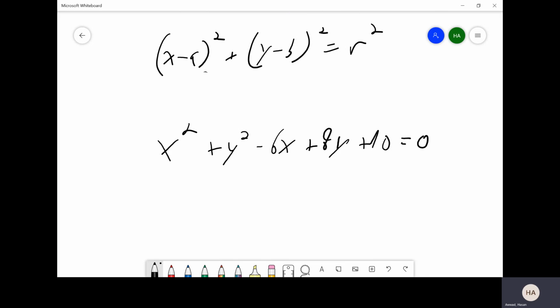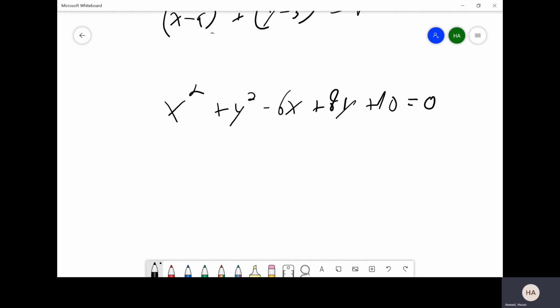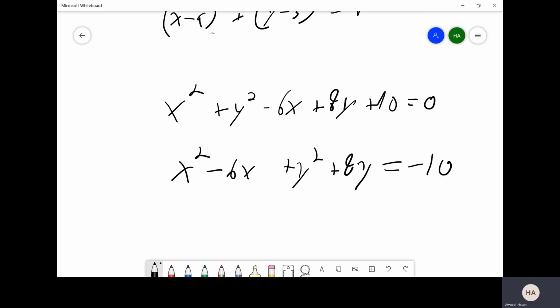So the first step in solving this is to put everything that's x with x, and everything that's y with y, and everything that's neither, we're going to move over to the other side of the equal sign. So I'm going to put x squared over here, minus 6x. I'm going to put my y squared over here with my positive 8y. That's a y, not an x. And I'm going to move my 10 to the other side, so negative 10 over here. And now I'm going to group them together, grouping the x's and the y's as well.